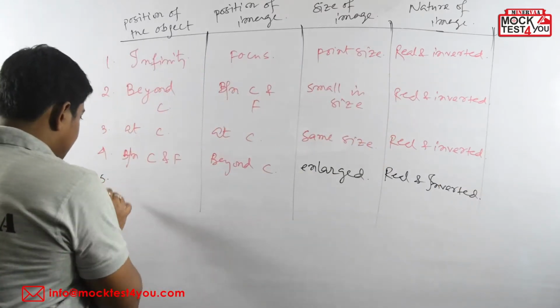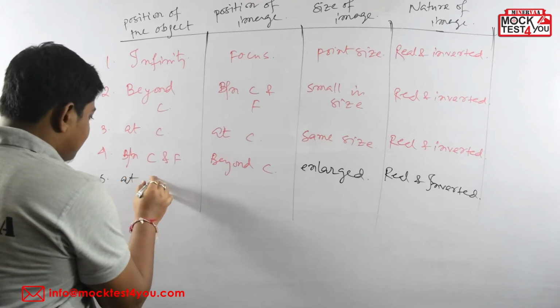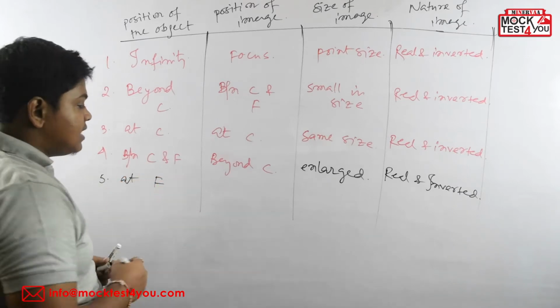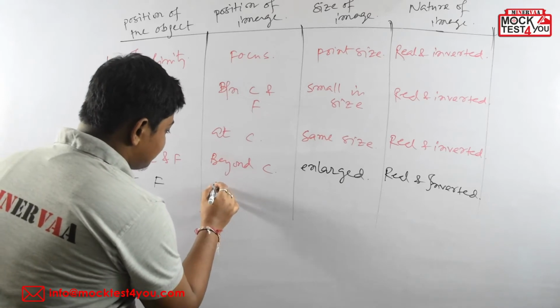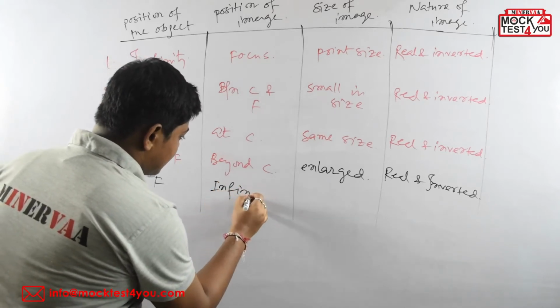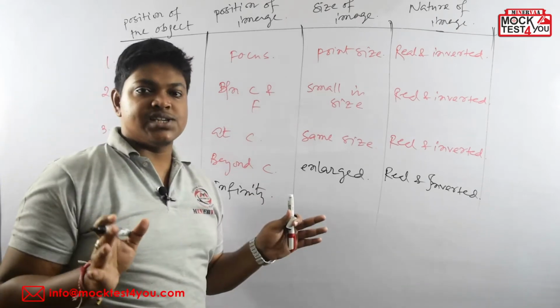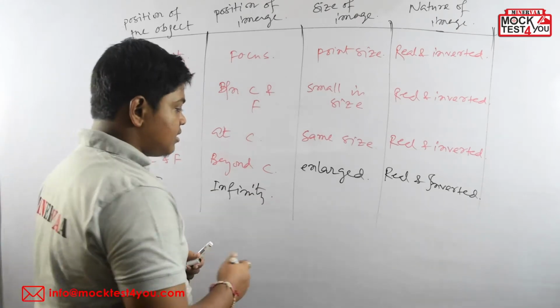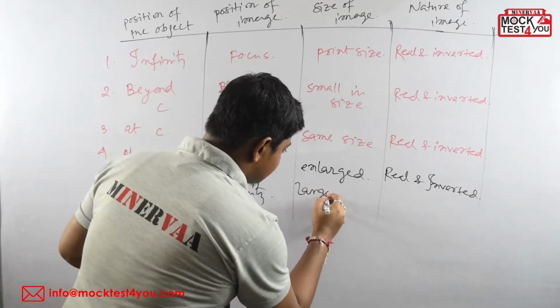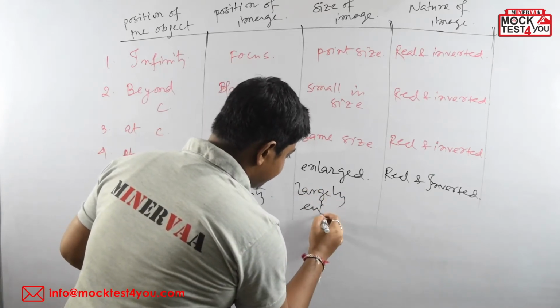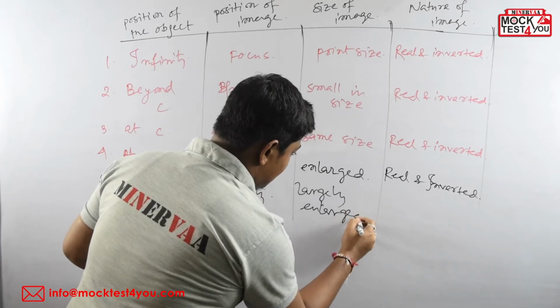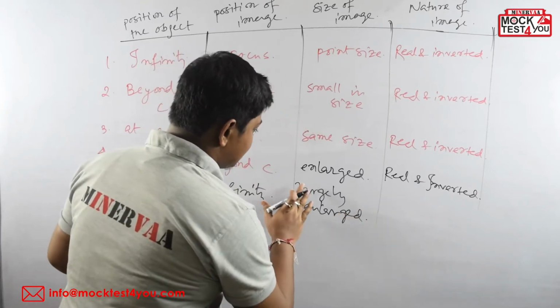Now in the fifth case, where it is placed at focus. At focus, if you are placing it, you will get the image at infinity, right? You will get the image at infinity. So at infinity you will get the largest image by the concave mirror. So it is largely enlarged, you can write down. It is largely enlarged. Highly enlarged will be better.